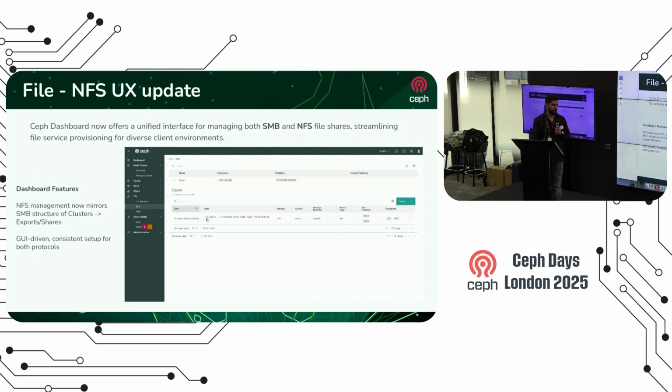Okay, and the next file improvement is the NFS UX update over there. So as the SMB came into the picture, it has a concept of cluster and then shares under it, right? But with NFS over there, that wasn't the concept in the UI, right? We want to unify the UI. I think that's the idea over there. But that wasn't the case with the NFS. We have done the same thing over there. So now on the top, you will see the cluster, and below that, you will see the shares over there to match the functionality with the SMB over there.